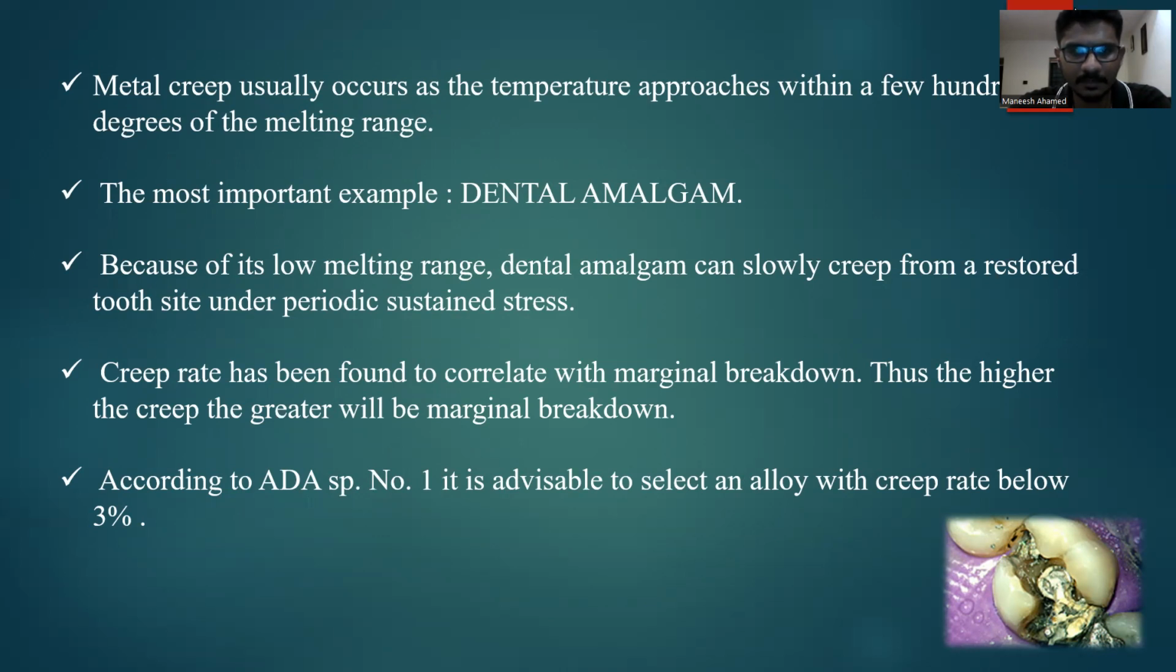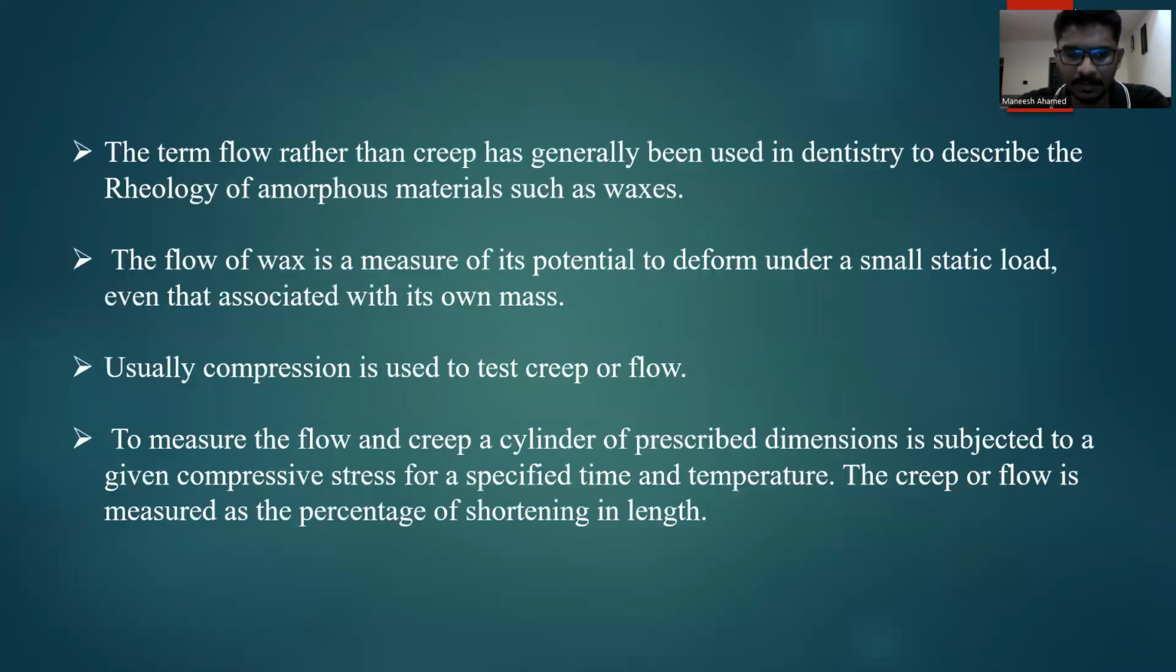The most important example is the dental amalgam. Because of the low melting range, dental amalgam can slowly creep from a restored tooth site under periodic sustained stress. Creep rate has been found to correlate with marginal breakdown. Thus, the higher the creep, the greater will be the marginal breakdown. According to ADA specification number 1, it is advisable to select an alloy with a creep rate below 3%.